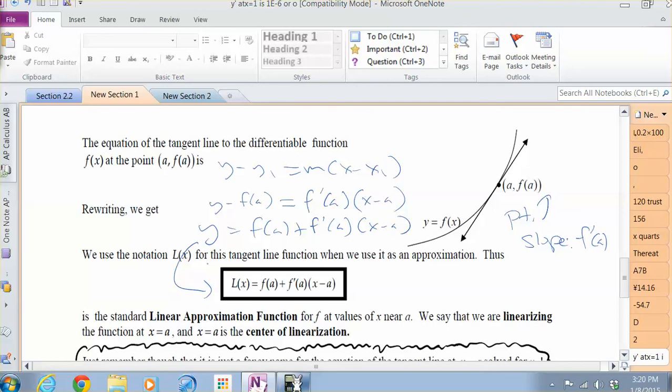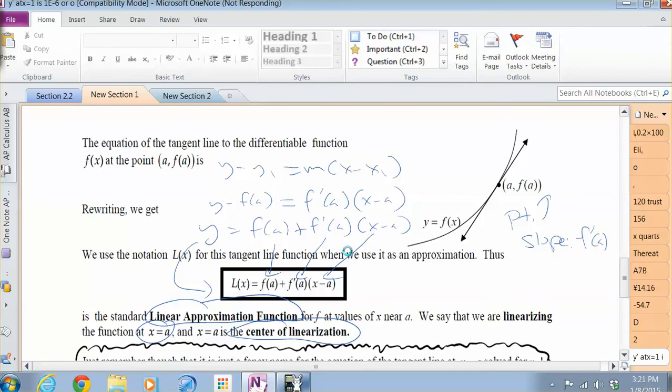What this does is allow us to approximate what a certain y value would be for our graph if we assume a linear approximation. Again, we are assuming that our graphs are taking on some sort of linear behavior. We say that we are linearizing the function at x equals a, and x equals a is the center of linearization. It's just like having a y-intercept, a slope, and x minus a. We're just using all the stuff we've learned about linear functions before and applying it to differentiable functions.